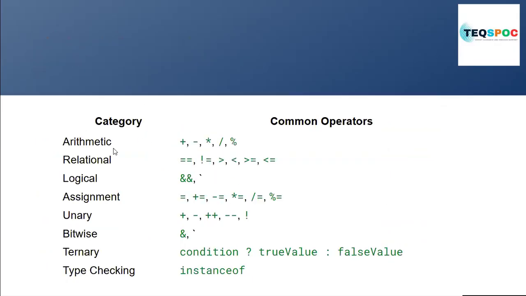Then these are the categories: the arithmetic operators we have seen, plus and minus; relational operators, equal to and not equal to; logical; and assignment, equal to and plus equal to; unary operators, plus plus and minus minus; bitwise; and then the ternary operator, that is condition, true value, false value. In further classes we will see the unary and conditional statements, true value, and the check type instanceof method. instanceof is a method which is used to check the value which is stored inside any variable. All of this we will cover in further classes.